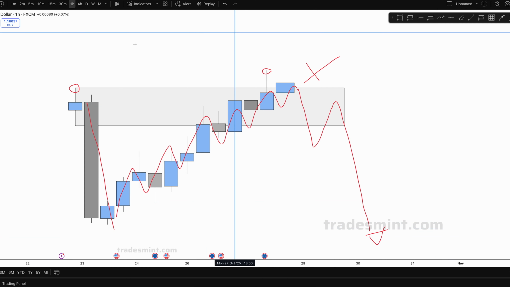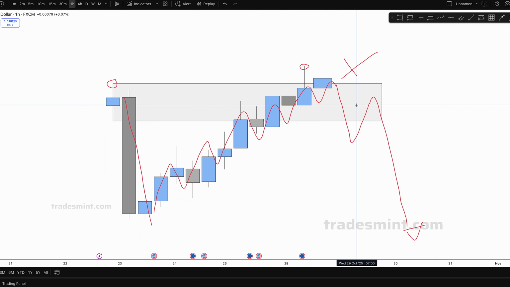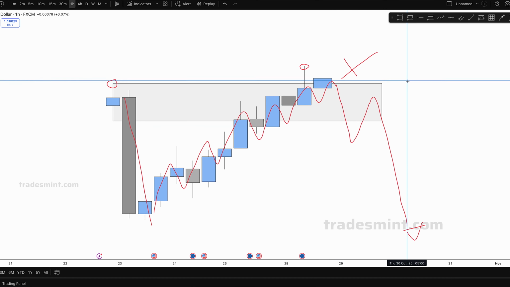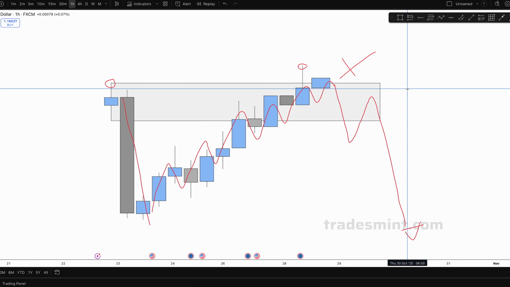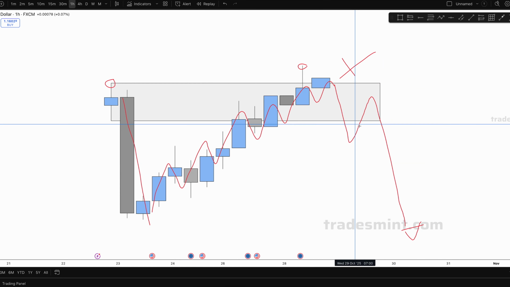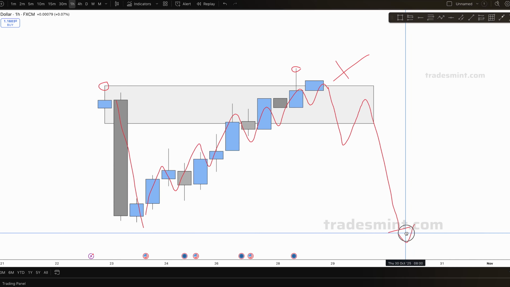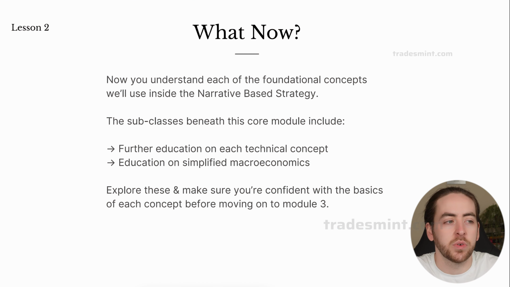So that is how we use it. Directional filtering, essentially, to catch good trades where we're on the right side and avoid bad trades where we may be on the wrong side. Now, the Momentum Masterclass breaks down some depth regarding multi-candle momentum and a bunch of other stuff, so check that out for sure. But that is the last concept we use. Now you understand each of the foundational concepts we'll use inside of the narrative-based strategy.